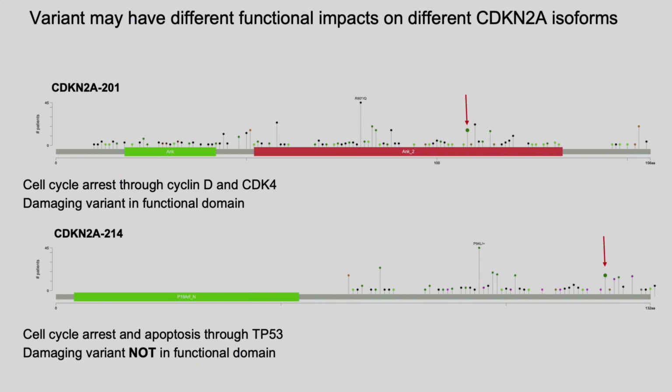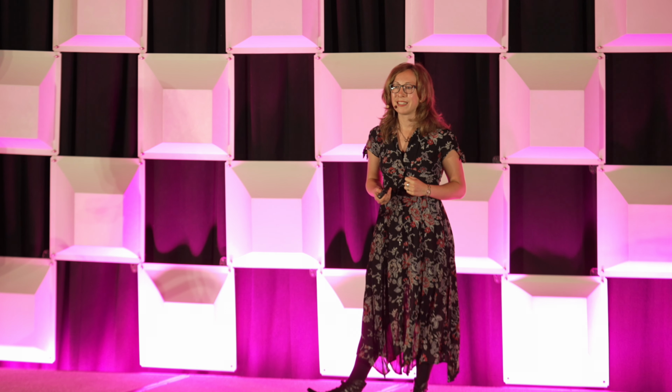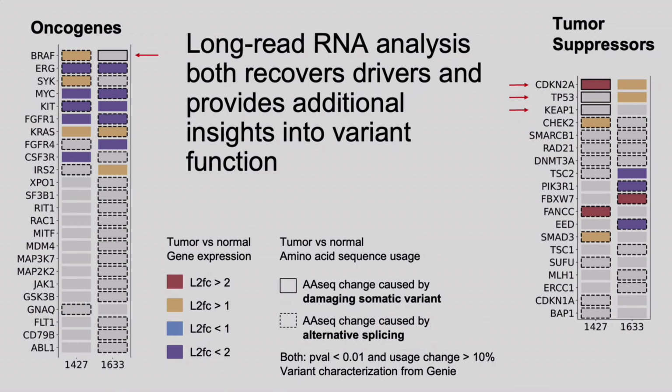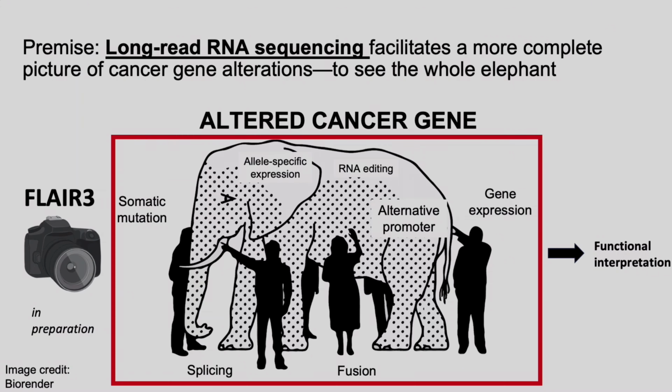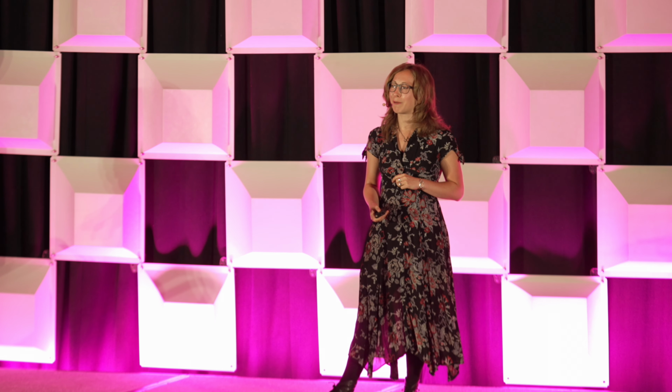And so, this is just one example of how this interaction of variants and splicing can really enrich our understanding of cancer gene alterations and how they may be impacting the patient. So going back to the oncoprint, I just hope I've shown you that the long-read RNA analysis recovers both drivers and provides additional insights into variant function. And then again, back to our parable, this long-read sequencing allows us to just look at all of these alterations together and see the whole elephant, which I think is going to be very powerful.